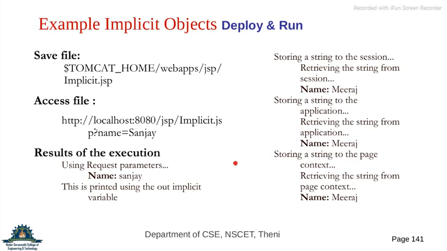Here you can look at a slide, and you can interpret how a particular implicit object is stored and run. While you are using Tomcat servers, every JSP file has to be stored inside this particular folder.